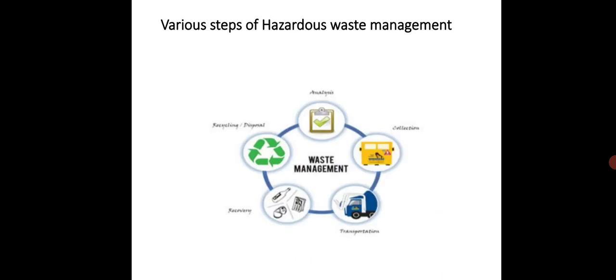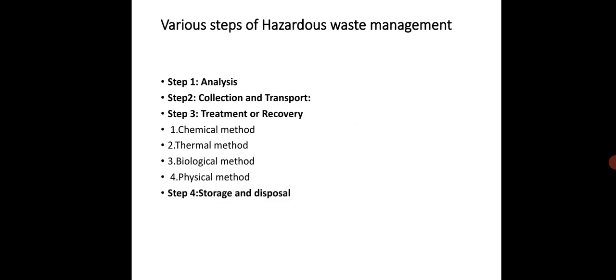Let us see the various steps involved in hazardous waste management. It consists of four important steps. One is analysis. Second is collection and transport. Third is treatment or recovery. And fourth is storage and disposal. In the analysis step, the physical and chemical properties of hazardous waste are analyzed before collection and recovery of useful components. It is very essential because the waste can be used as a fertilizer, liming material or soil amendment.